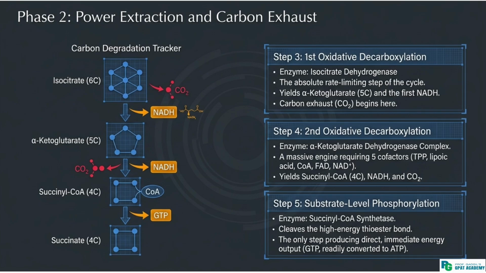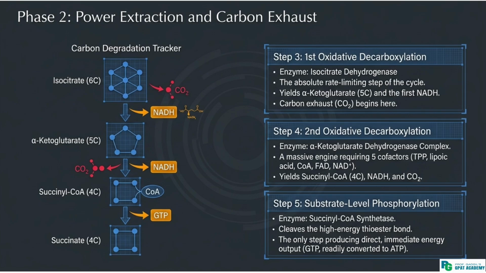Why it matters? This is a massive enzyme complex, very similar to the pyruvate dehydrogenase complex. It uses the same five cofactors: thiamine pyrophosphate, lipoic acid, CoA, FAD, and NAD+. Clinical note: arsenic poisoning inhibits this enzyme by binding to the lipoic acid cofactor, blocking the cycle.